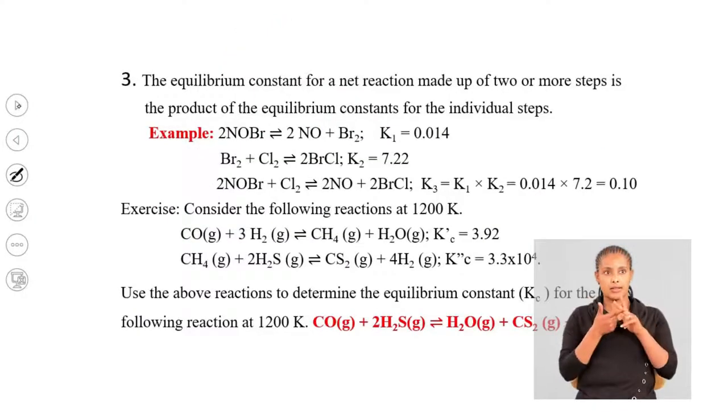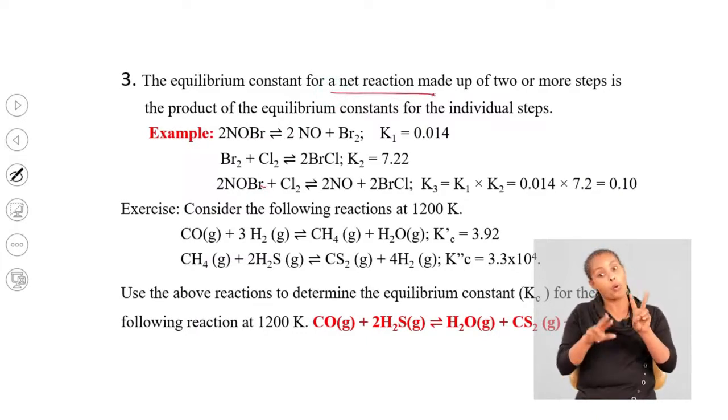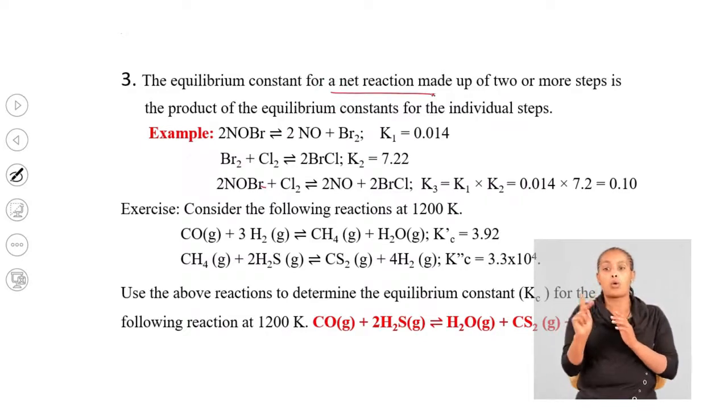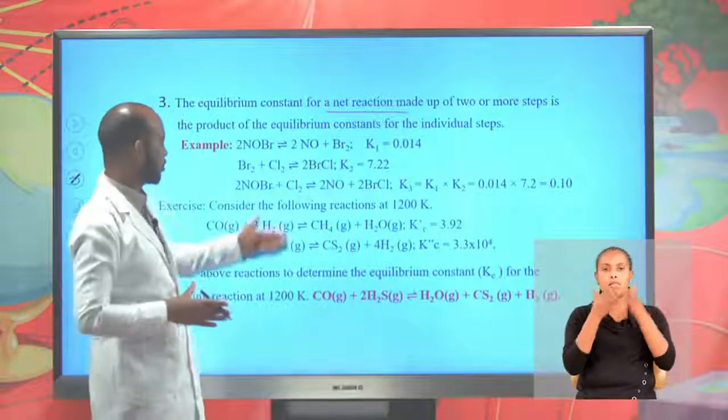3. The equilibrium constant for a net reaction made up of 2 or more steps is the product of the equilibrium constants for the individual steps. Look at this example.